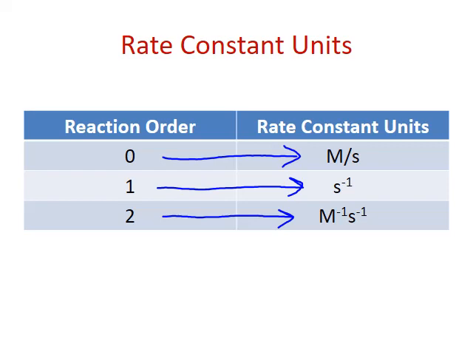All of these can be calculated as long as you include your units in your calculation of the rate constant. So when you substitute in your values for rate and concentration and solve for K. If you're dealing with a more complicated rate law, the units will also be more complicated, so do make sure you include them in your calculations.